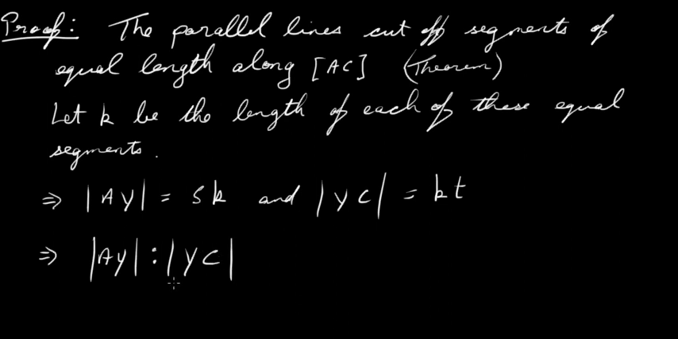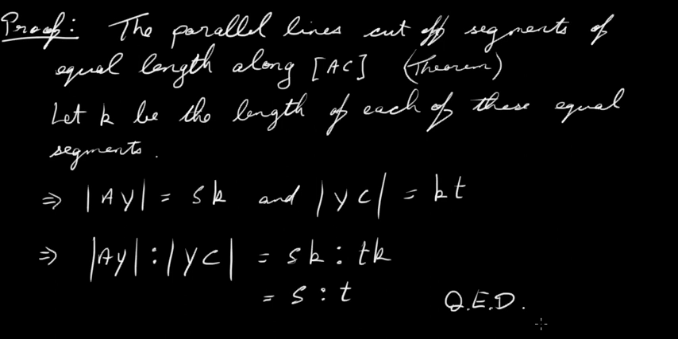So that means then that AY, the distance from A to Y, is to YC, this particular ratio here, is just going to be equal to SK is to TK, this distance here. So we can divide these two by K, and that just gives us S is to T, which is exactly what we needed to prove. This is what we had written down as what we needed to prove. So I'll just write down QED here at the end, which is Latin for that is what needs to be proved, or that is what is proved.